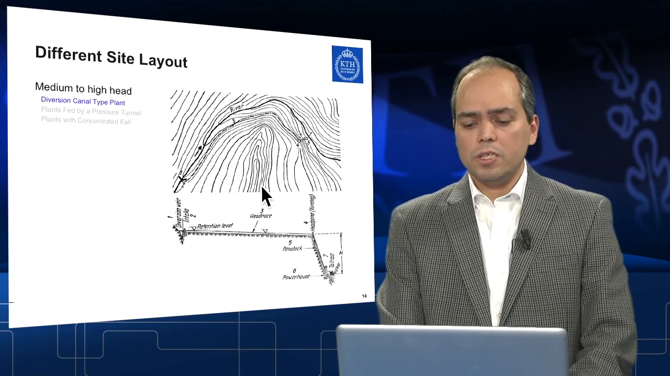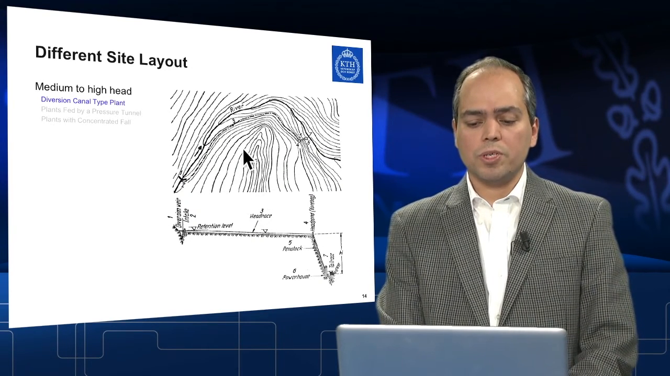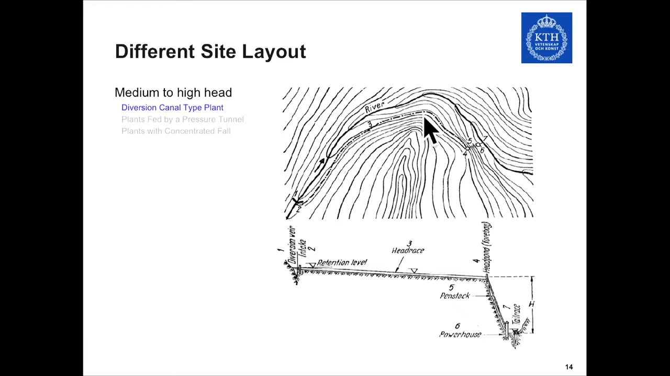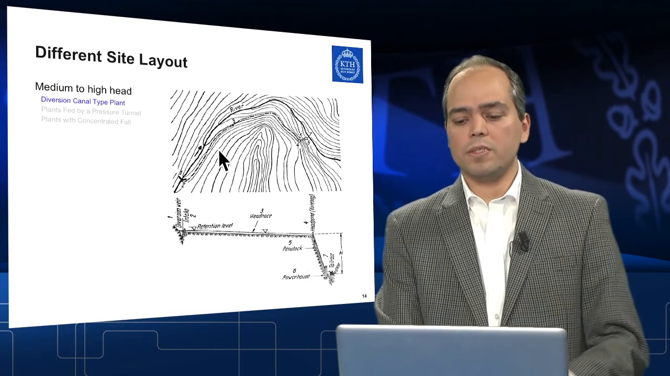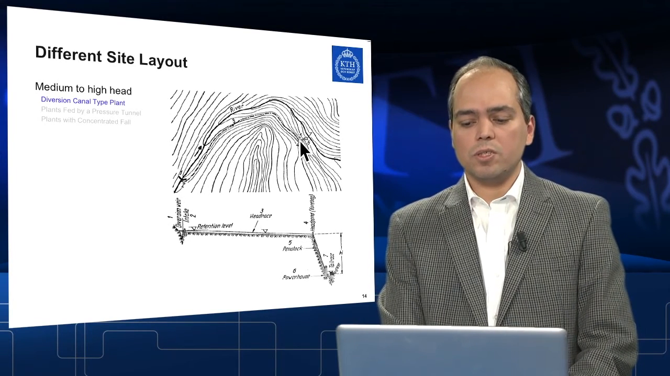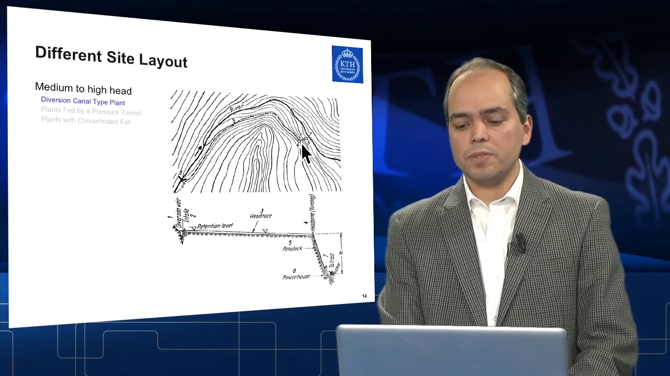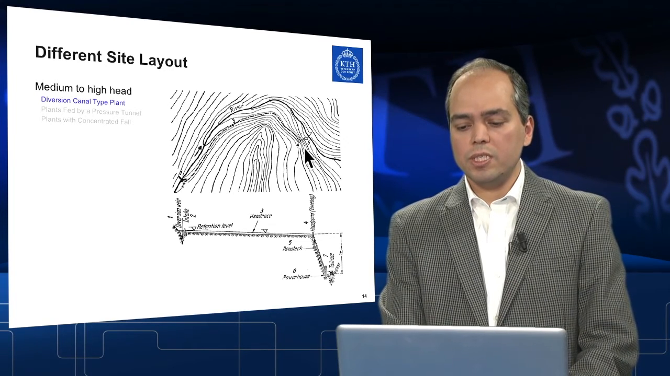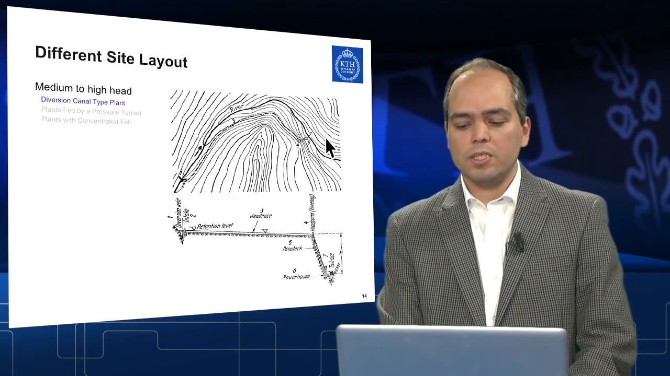And this one shows you a plan and topographical contours of an area. So each line here has the same elevation level. So you could see that this is the main river which goes in this direction, and then there is a diversion canal which in fact diverts the water through this channel and then brings it toward the power station. And from the power station, then it is released into the tail race.